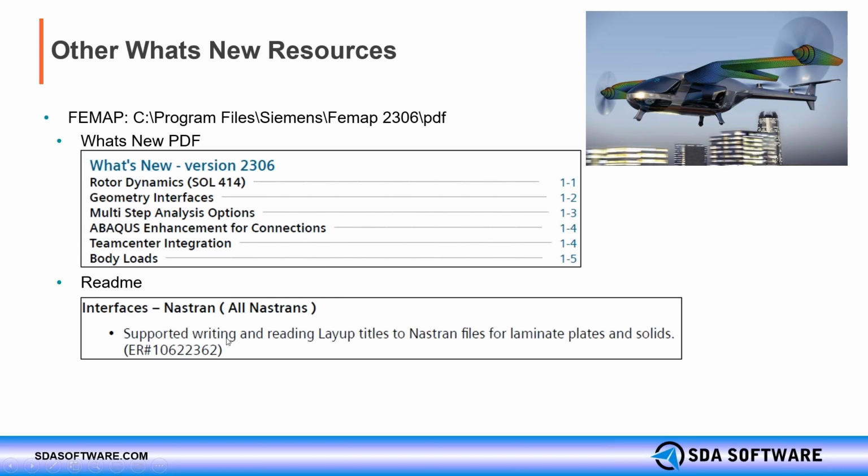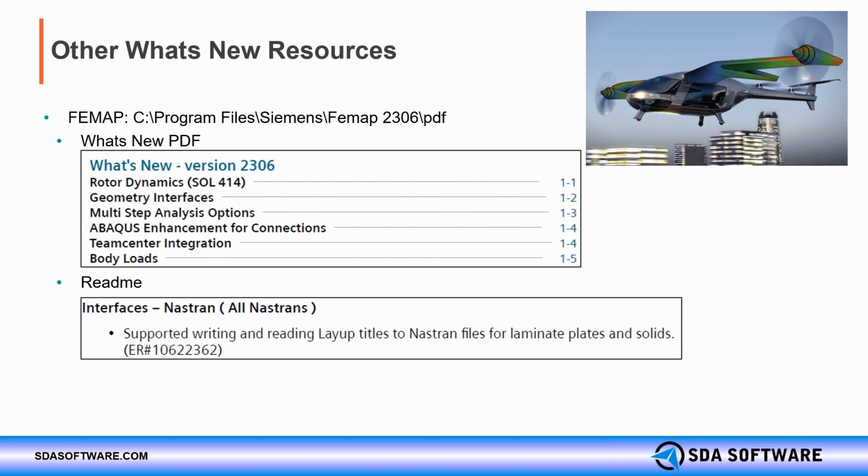For this version, they've added support for reading and writing layup titles to Astron files. So for example, if you have a DAT file from somebody else and you drag and drop it into Femap, previously all your layups would come in as untitled. And if you open up the DAT file, you can see the title's right there, it's just commented out. So that was really frustrating. But now they've updated Femap to be able to read those layup titles, which is really nice. Helps keep things more organized and transferring information between people.